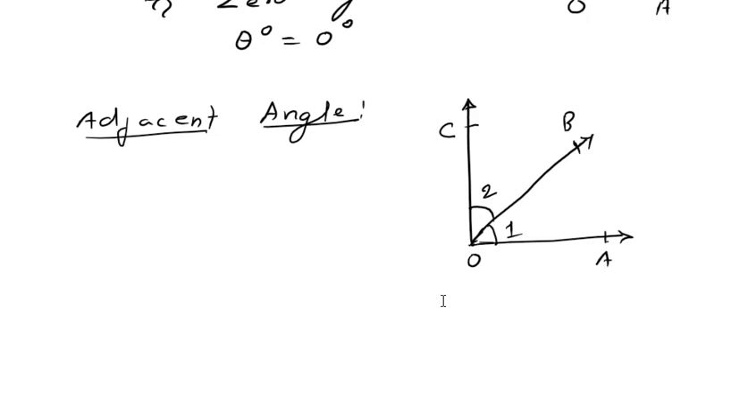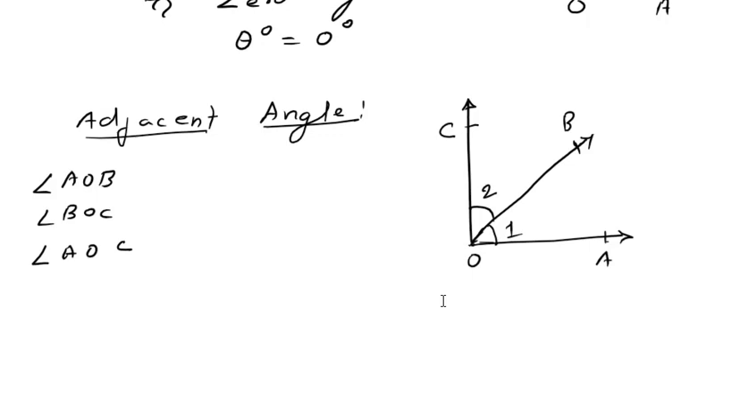In fact, you can say that we have three angles. One angle is angle AOC. So here we have three angles. One angle is angle AOB. One angle is angle BOC. And one more angle is angle AOC.